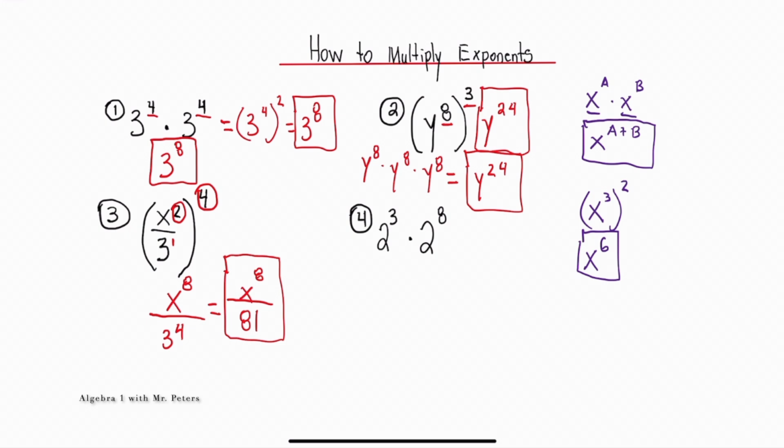Now, problem number 4, same exact thing. 2 to the 3rd times 2 to the 8th, we have the same base, so we just need to add the exponents. After we add 3 and 8, we're going to get 2 to the 11th power.